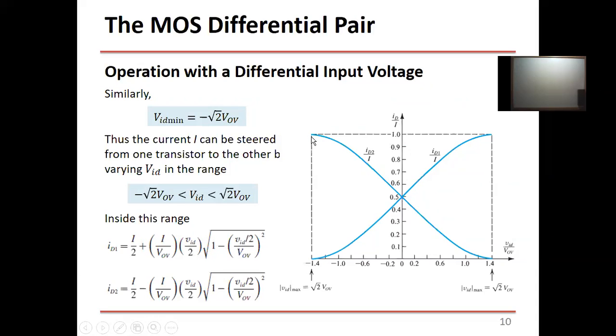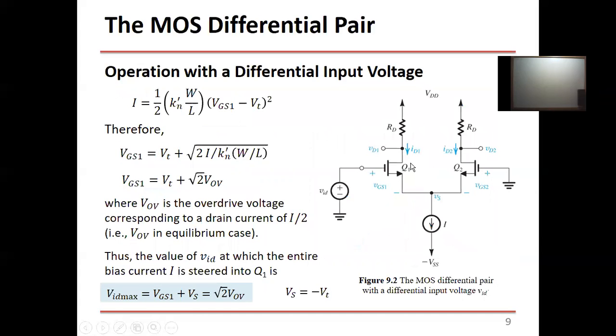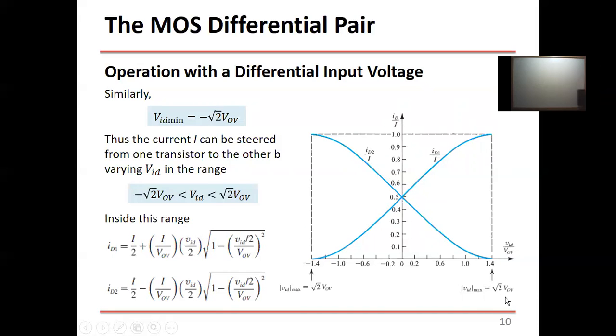function or equation, or transfer characteristic, or transconductance characteristic, because this is output current versus input voltage. So it depicts I1, which is this one here, and I2, ID1 and ID2. When you steer the current, when you increase VID all the way to square root of 2 V overdrive, you steer all the current to the first transistor, because the first transistor will be working higher. So ID1 will be much higher, to the limit that it will reach the same value as the tail current I.